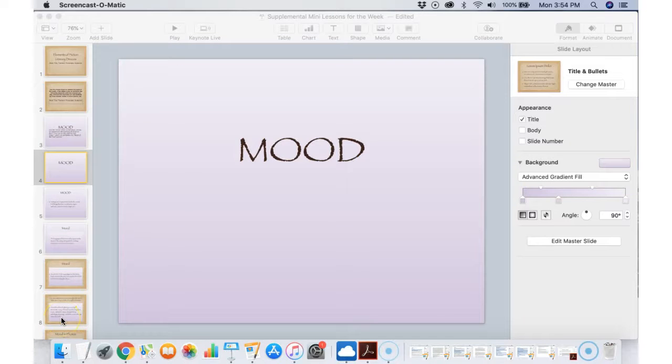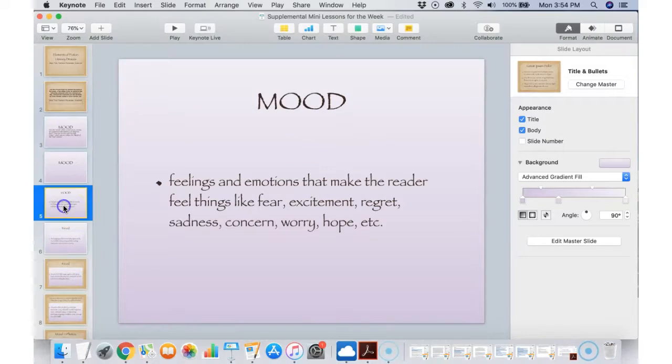In this lesson, we're going to take a look at mood, and later we're going to compare it to tone. A lot of times people get mood and tone mixed up, so let's start with what mood is. Just follow along with me here and we'll go pretty quickly. When you're talking about the mood, you're talking about the feelings and emotions that make the reader feel things like fear, excitement, regret, sadness, concern, worry, hope, etc. So we're talking about the feeling that the writer wants to make us as the reader feel.